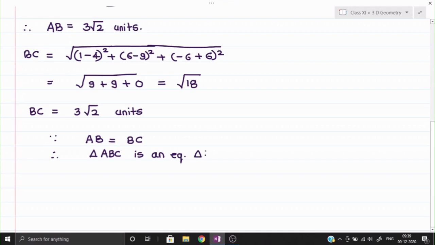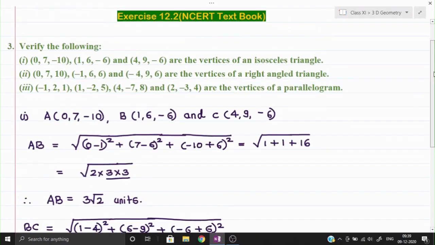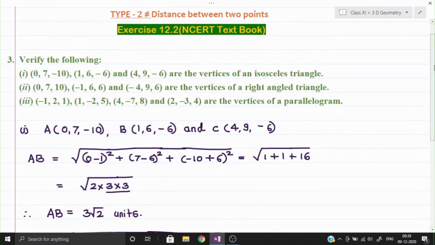Okay, this is the first part. Now similarly, let us see the second part. In the second part, we need to prove the triangle is a right angled triangle. So for this, first of all, we need to apply the Pythagoras theorem, and then accordingly we need to find out the answer. The Pythagoras theorem says the square of the hypotenuse is equal to the sum of the squares of the other two sides. So in short, here we can say that the square of one side should be equal to the sum of the squares of the other two sides. So we can say that by the Pythagoras theorem, the triangle will be a right angled triangle.